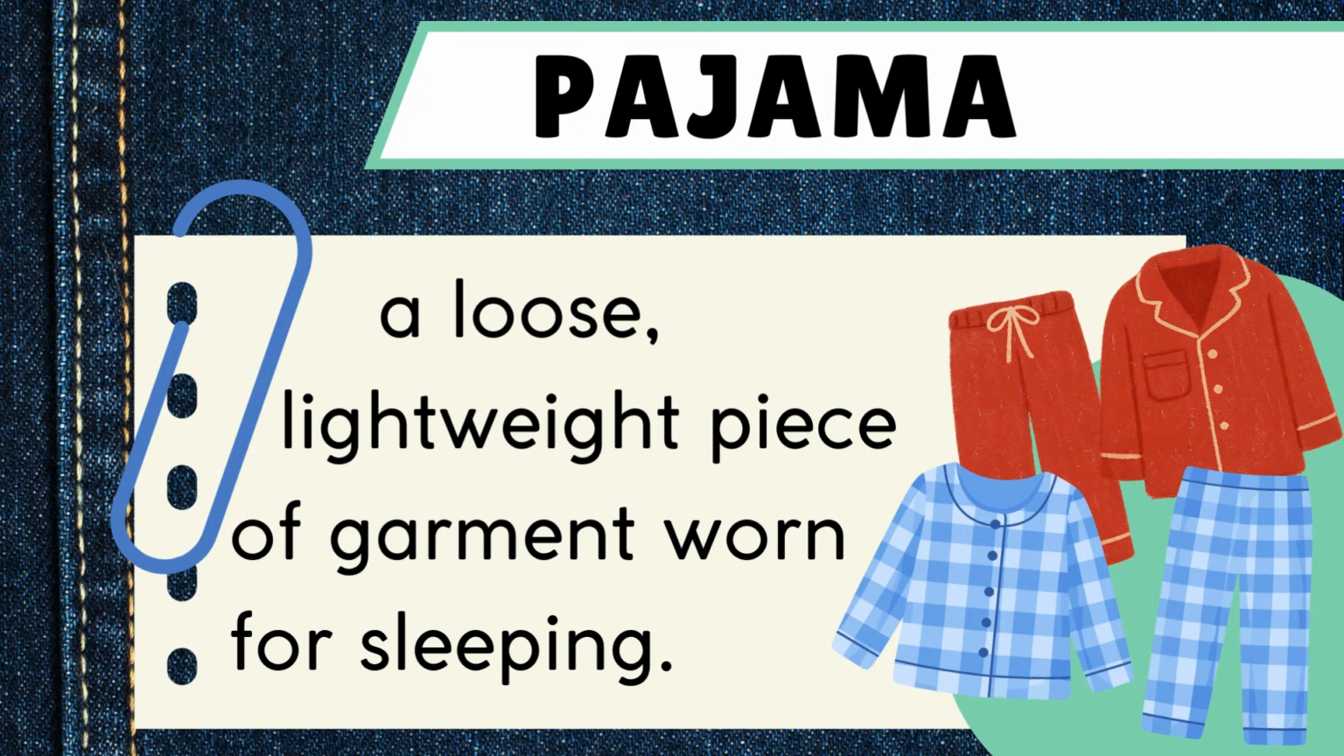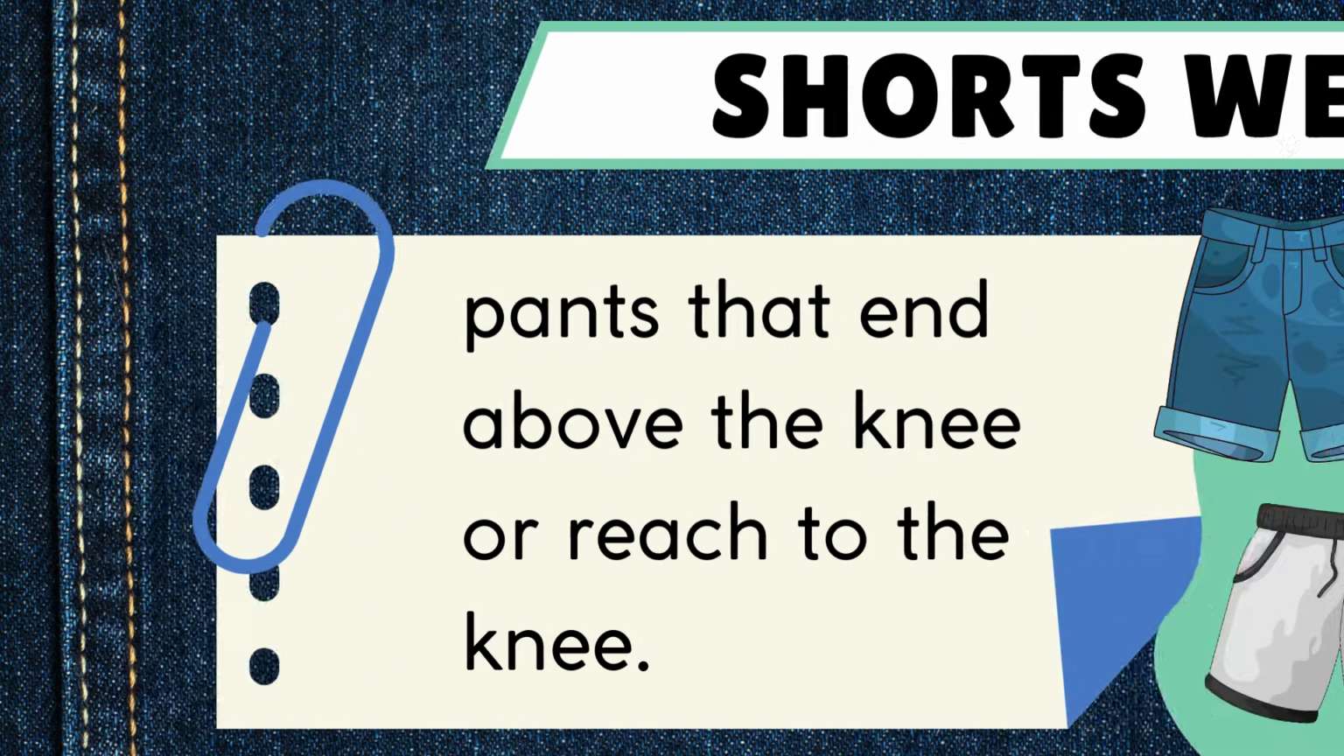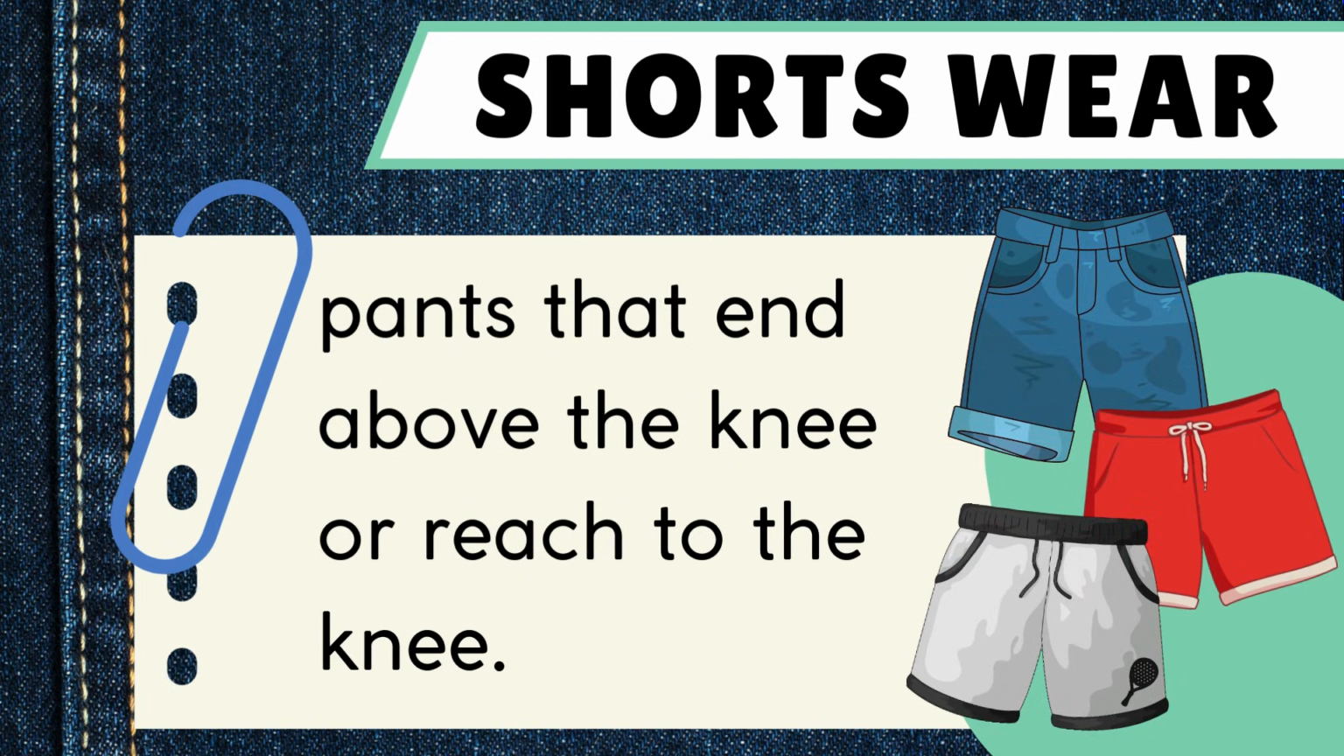Pajama. It is a loose, lightweight piece of garment worn for sleeping. Pajamas are clothes you usually wear at night when you go to bed. They feel soft and light so your body can relax and sleep comfortably. Shorts wear. Pants that end above the knee or reach to the knee. Shorts are shorter than pants so your legs can move more freely, especially when it's hot or when you're doing activities that need a lot of movement like playing or exercising.